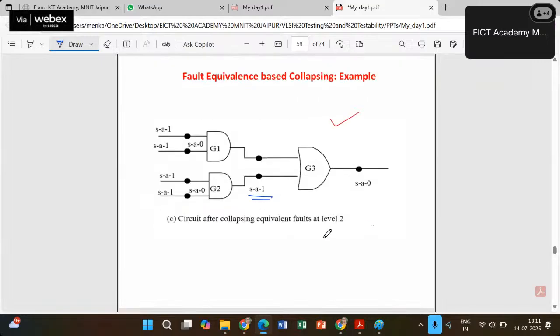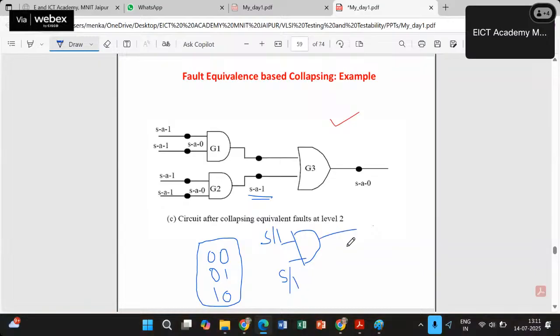Likewise, fault dominance based collapsing. In fault dominance based collapsing, what we have to do is we have to make sure that a fault which is having a bigger set of test vectors. For example, we have taken the stuck at fault in AND gate. So this is the AND gate. Stuck at 1 fault at the AND gate. S/1 means this is stuck at 1.